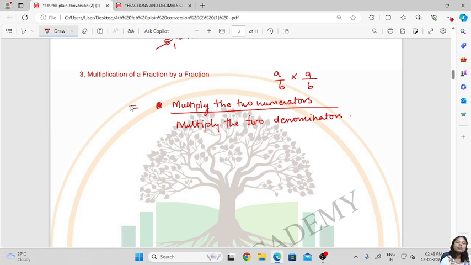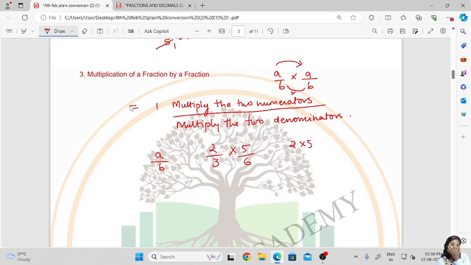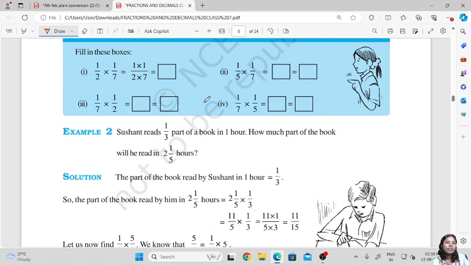Okay, so we simply multiply this and we multiply this, so it will be A upon B. Say I have 2 upon 3 into 5 upon 6. So I multiply 2 into 5 upon 3 into 6. So this will be equal to 5 2s are 10 upon 6 3s are 18. So that is how we multiply a fraction by another fraction.